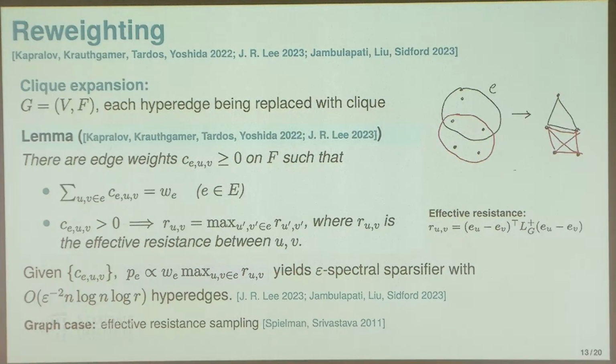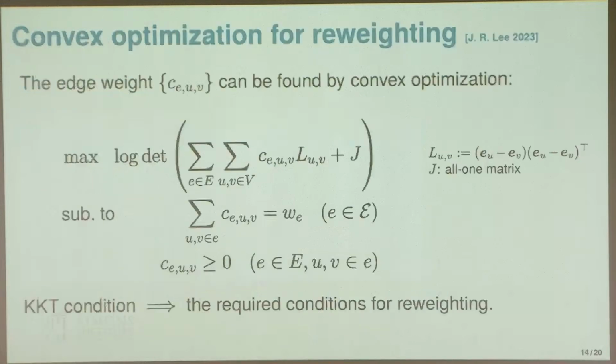Effective resistances are functions of the weights on edges? Yep. Yes. Magically this works, and it is known that we can get a spectral sparsifier of size basically n.